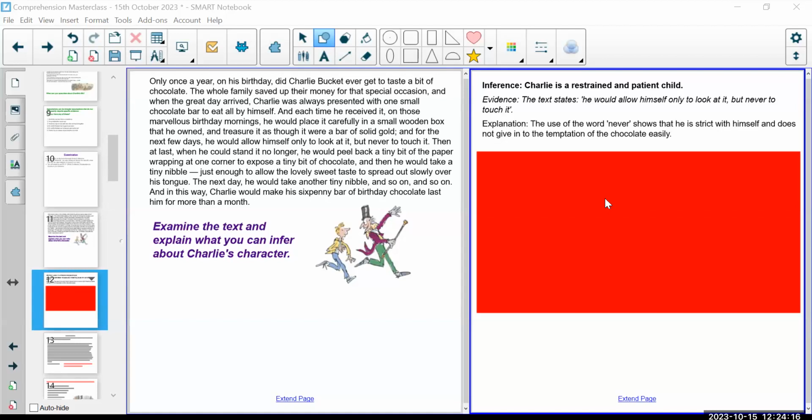Yes, Charlie is able to control himself by not eating a whole chocolate bar. I know this because in the text it says he would take a tiny nibble. Yes, but then you need to explain. Okay, well, why? Why does he take a tiny nibble? Because he knows he has to make the most of it, because he doesn't often get chocolate.